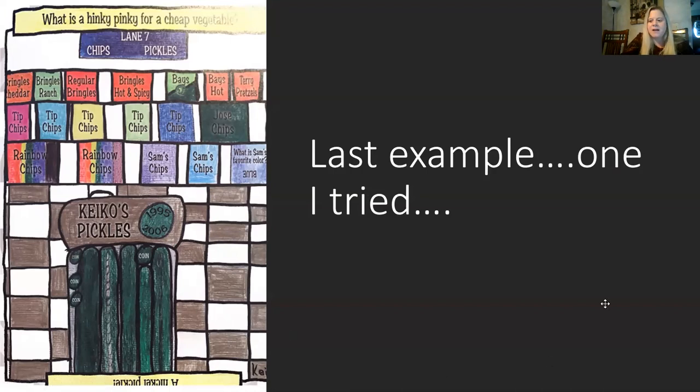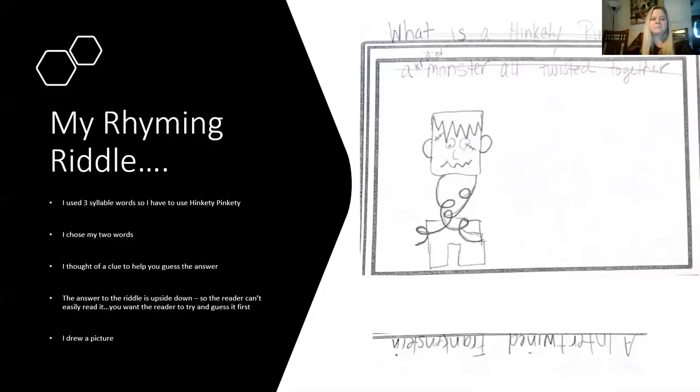So I challenged myself to try one. So here's the last example with the one I tried. For my rhyming riddle, I used three-syllable words, so I had to use hinkety pinkety. I chose the two words that I wanted to use for my answer. I thought of a clue that would help you guess my answer. And the answer to my riddle is upside down. And like I told you before, it's so that the reader can't easily read it. You want the reader to try and guess it first before they look down and see if their answer was correct or not. And then I do a picture.